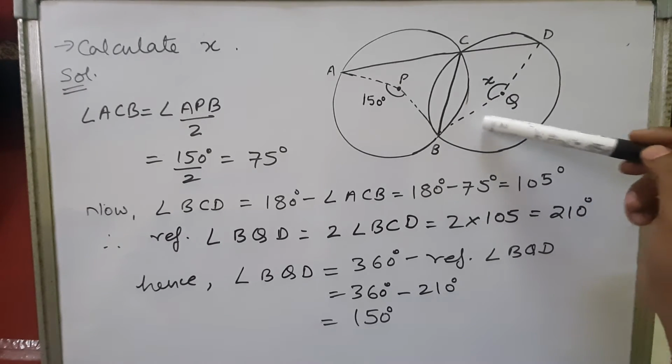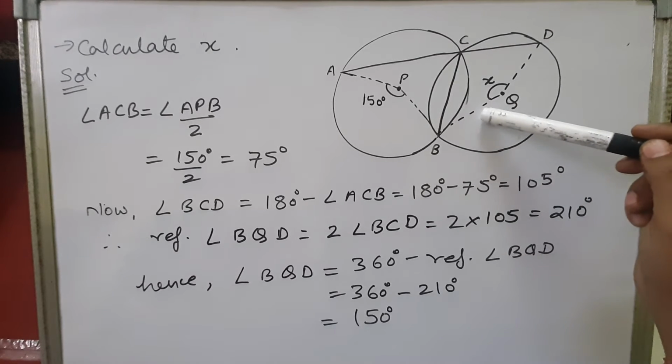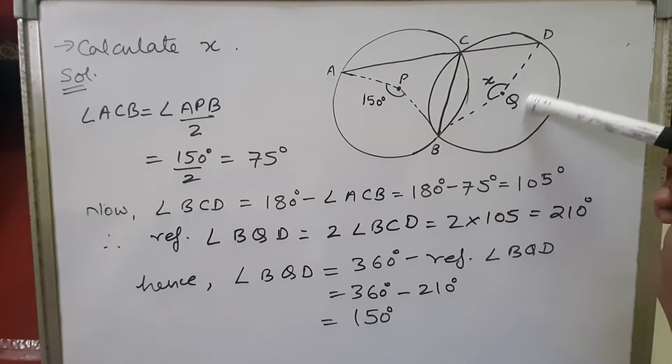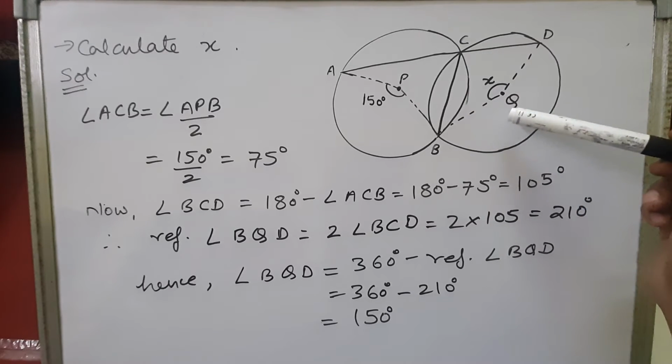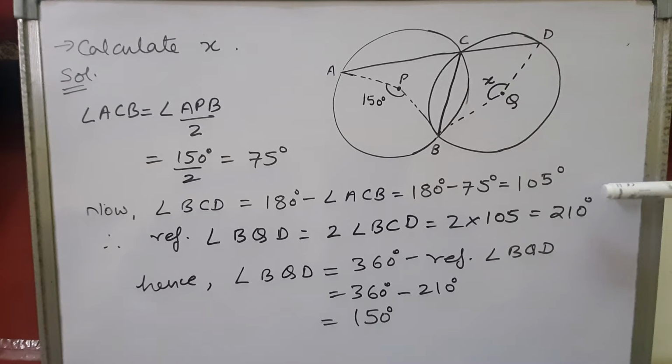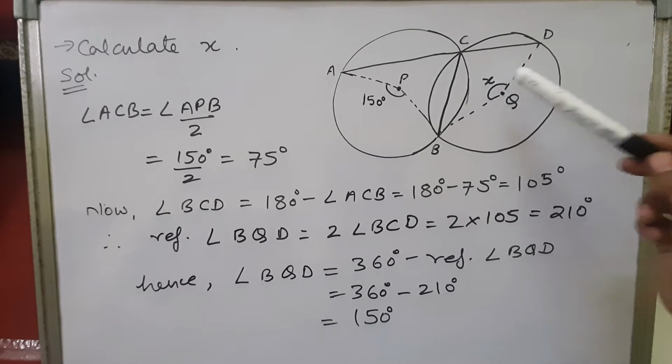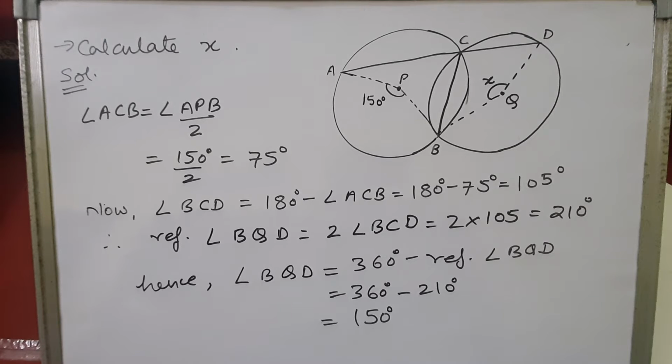Now you see that in this circle, reflex angle BQD is equal to twice angle BCD. Same reason, because the angle subtended at the center is twice the angle subtended on the remaining segment. So reflex angle BQD will be 2 times 105 degrees, which is 210 degrees. Alright. So the value of BQD, which is x, will be 360 minus reflex angle BQD, that is 360 degrees minus 210, which is 150 degrees. So the value of x will be 150 degrees. Alright, please note.